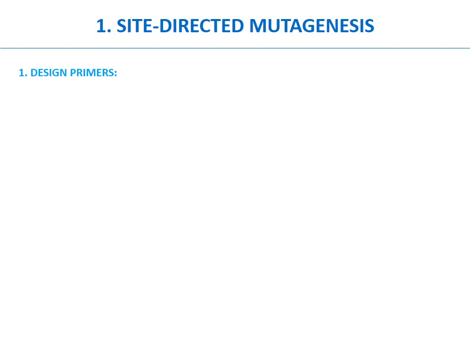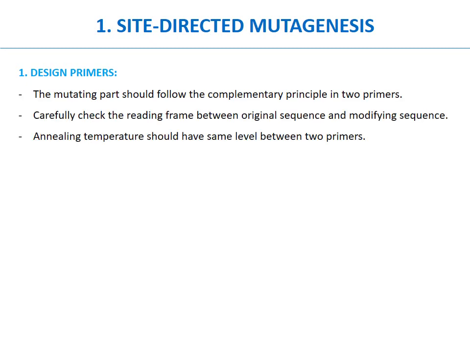For more detail, based on my experience, I would like to give you some explanation about this method. Firstly, about designing the primers. The mutating part should follow the complementary principle in two primers. Also, you should carefully check the reading frame between the gene-specific part and modifying one. Last one, annealing temperature should be at the same level between two primers.